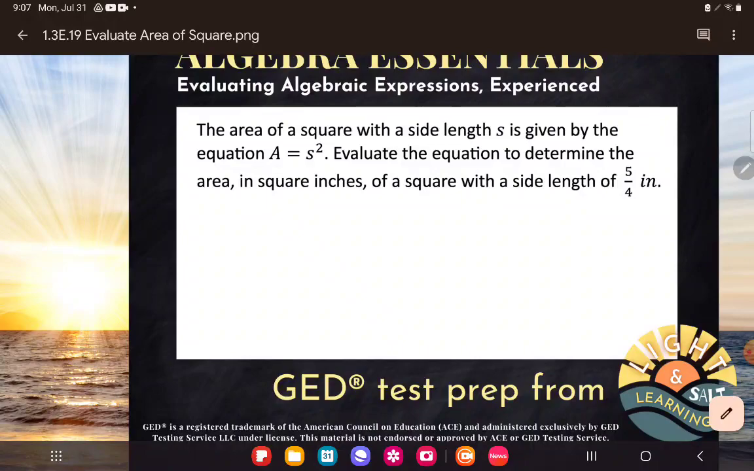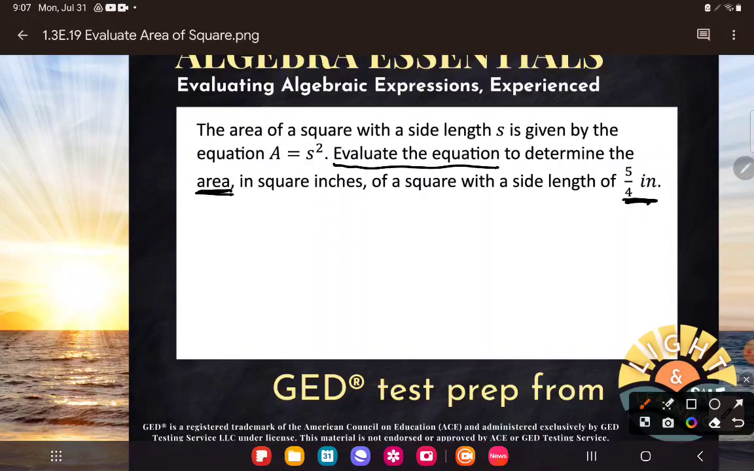Let's keep reading. Evaluate the equation. There's the directions. They're telling me to do something. To determine the area, we're figuring out the area in square inches of a square with a side length of 5/4 inches.